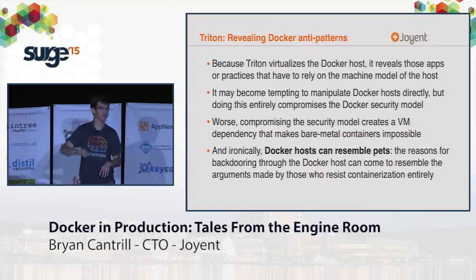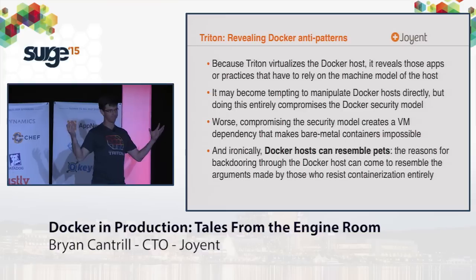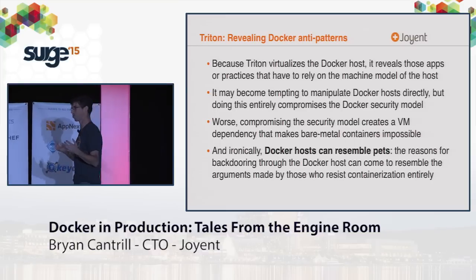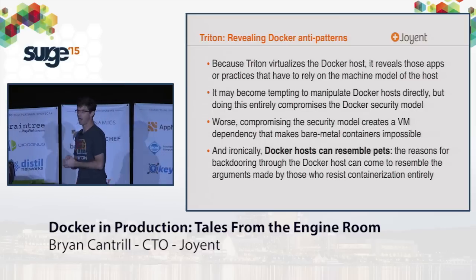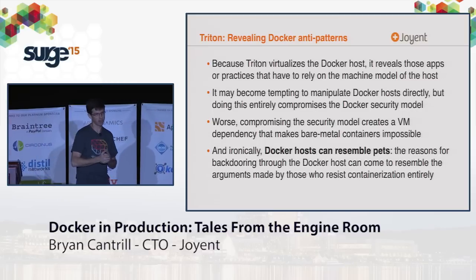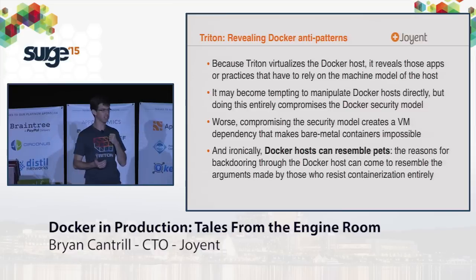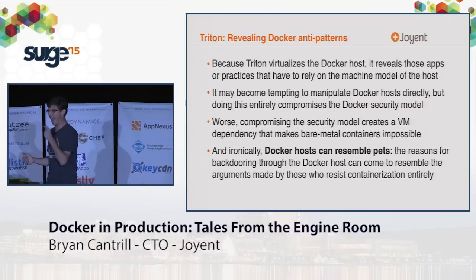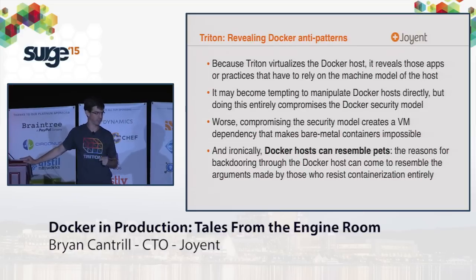So all right, we put Joyent in production, and what have we learned from that? You know, we got to talk disaster porn here at Surge. What have we actually learned? And one of the things that we have learned is, by virtualizing the Docker host, Docker anti-patterns have revealed themselves.